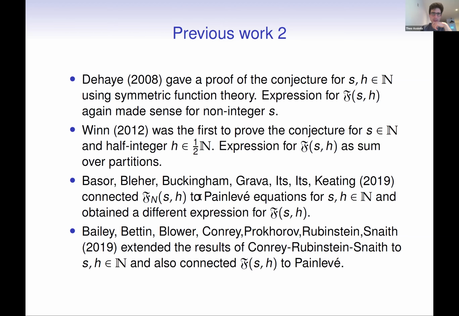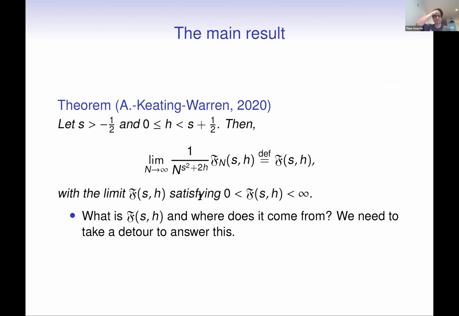Okay, so let me give you the main result of this first paper, where we study asymptotics. So we have s bigger than -1/2 and h up to this threshold here. Afterwards, the moments don't exist. Then indeed this converges to some limit F_{s,h}, which is a non-trivial limit between 0 and infinity. This exists, and I will tell you in a moment what this F_{s,h} is.